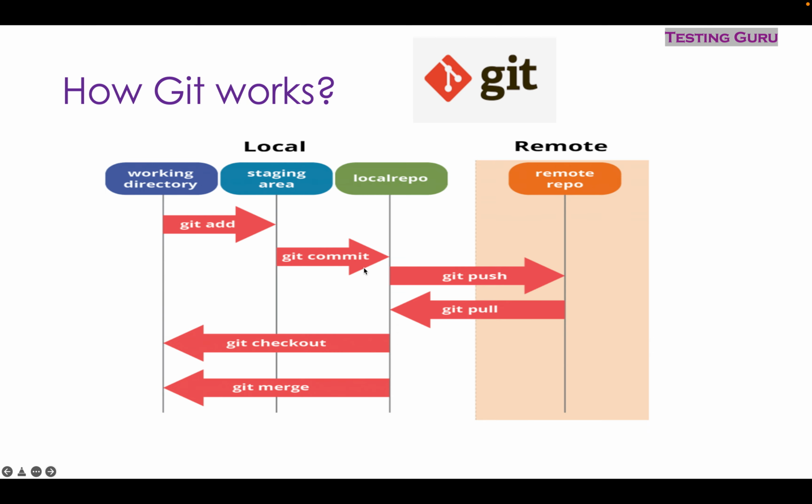Once it is committed, it will be in the local repository, and it is ready to be pushed to the remote repository using the git push command. So this is the workflow. In some cases, after pushing to the remote repository, if you want to pull it again or work on it, you follow the same process. And whenever there are multiple branches, in a local repository you can merge them into the master branch. That's the reason we use the git merge command. So this is how Git works.